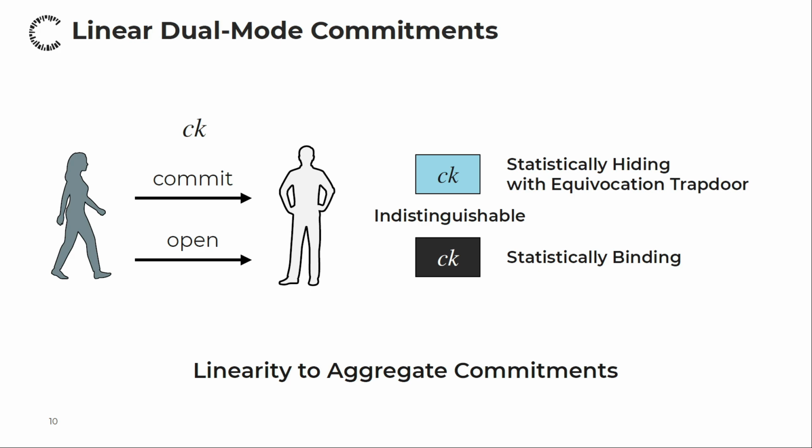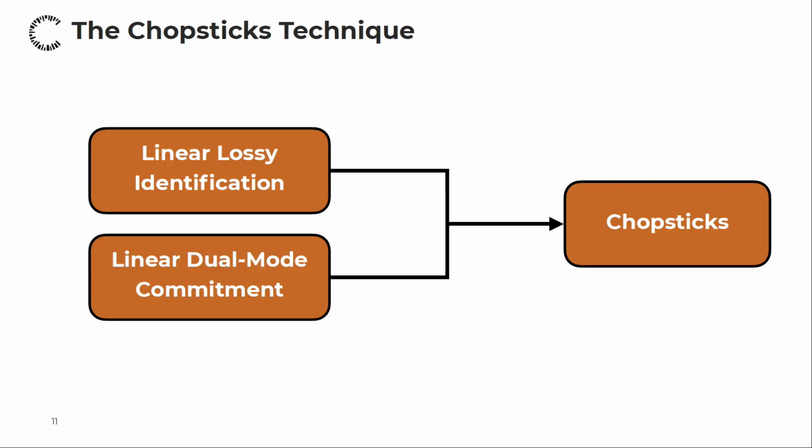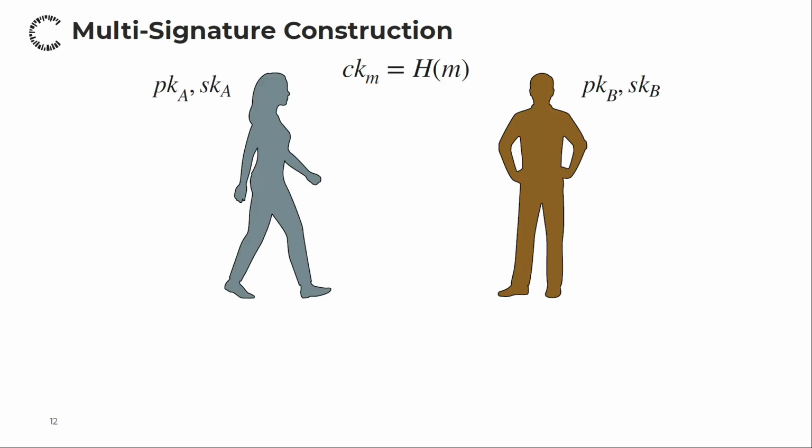Good, and again, we need some linearity property to aggregate commitments later on, and again, I will not specify that in detail. So now, as I said, these two building blocks are combined into a multi-signature scheme in Chopsticks, and this will also be true in our new scheme Toothpicks. So how can we do that? Let's give it a first try. What we will have is Alice and Bob. Let's say we have a two-signer setting, and Alice and Bob will both have a public key and a secret key for this identification scheme. And then they will also have access to a message-dependent commitment key.